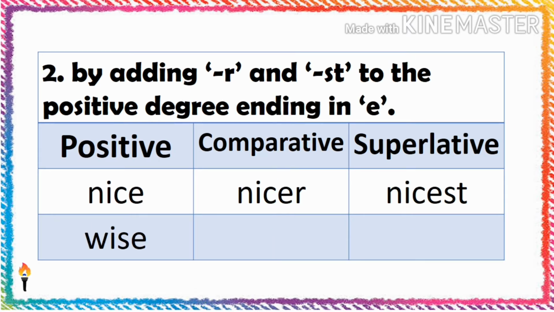Our second rule is by adding R and ST to the positive degree ending in E. If the positive degree ends in the vowel E, we only have to add R in the comparative and ST in the superlative. Nice becomes nicer in the comparative and nicest in the superlative. Wise, since we only have to add R, becomes wiser, and wisest in the superlative degree. That is the second rule.